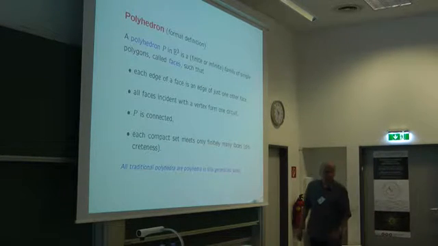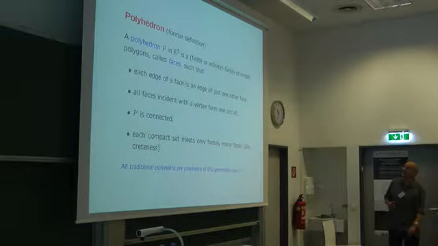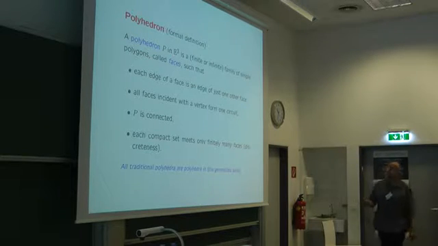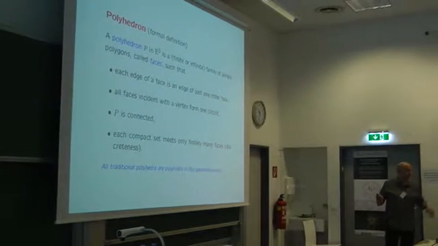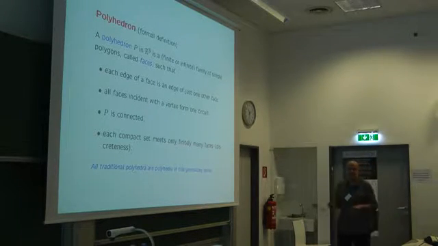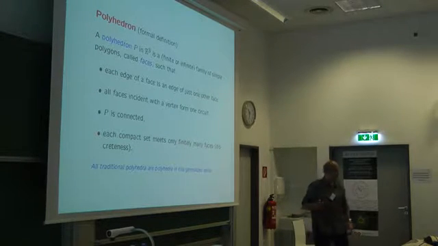So I think it's a good point now to give a formal definition of what a polyhedron should be. A polyhedron P in Euclidean 3-space, so in ordinary space, is a finite or infinite family of simple polygons, of the type that I showed you, called faces, such that four conditions hold. These conditions are very analogous to convex polyhedron properties.